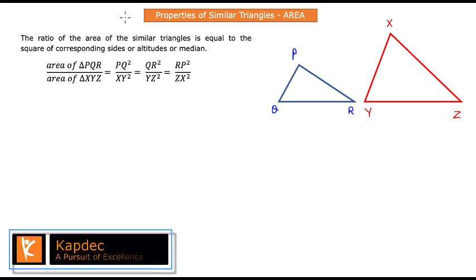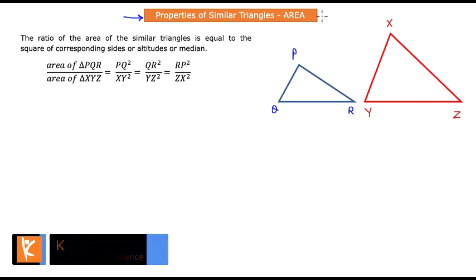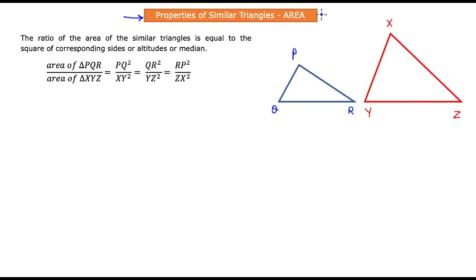Continuing our discussion on the properties of similar triangles, we are going to extend that discussion a little further, to how the areas of two similar triangles are related. Okay. So for that, consider that we have two triangles. Triangle 1 is PQR and the second triangle is triangle XYZ.